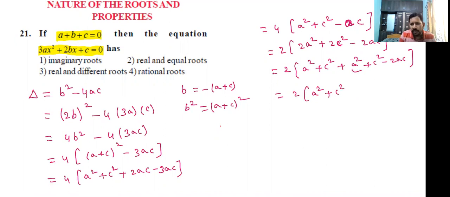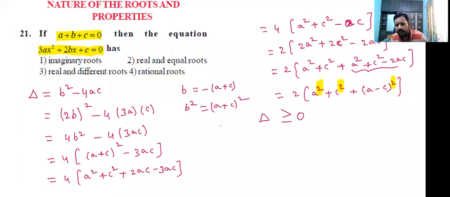Now observe this: 2 into a square plus c square. Now these three terms, how to write, students? a minus c whole square. Overall, observe here, the powers are squares only, so it is greater than or equal to 0. If a is equal to c, what happened? Only this term goes to 0. Remaining terms cannot be cancelled. So finally the discriminant is only greater than 0.